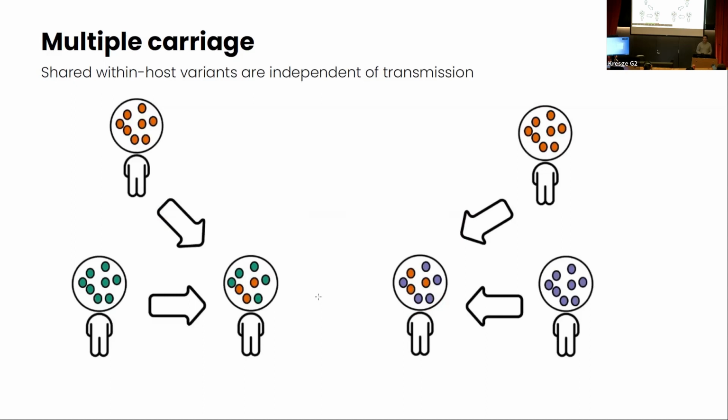So again, with the multiple carriage, but this time coming from a slightly different angle, you can have a scenario where 2 people share a minority lineage, but that lineage can have transmitted from 2 independent transmission events. So they can have a shared minority lineage that has nothing to do with transmission directly between them.